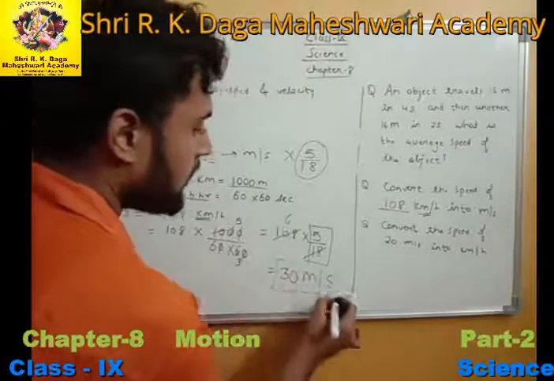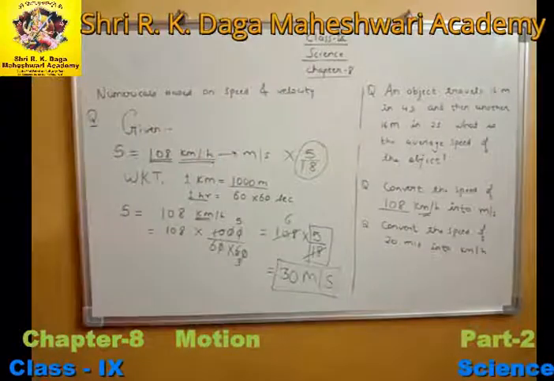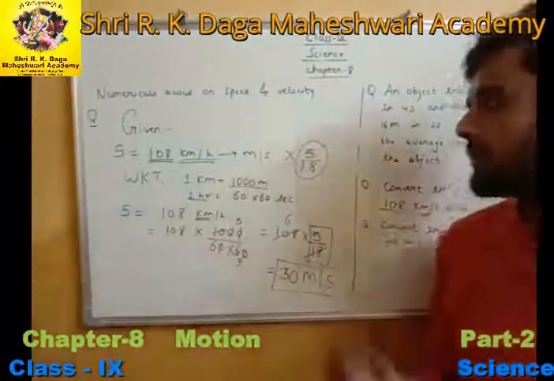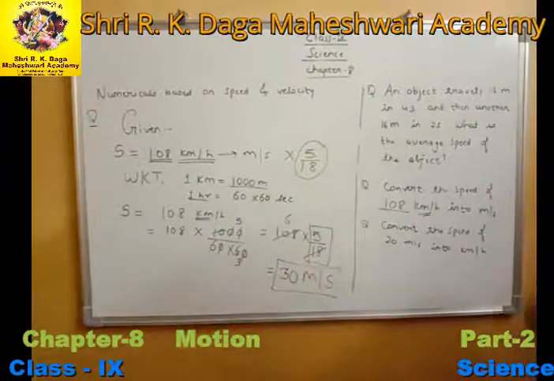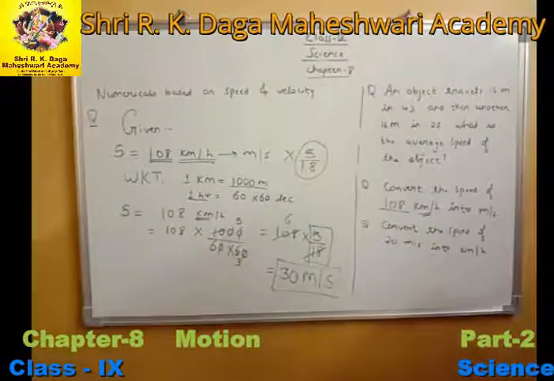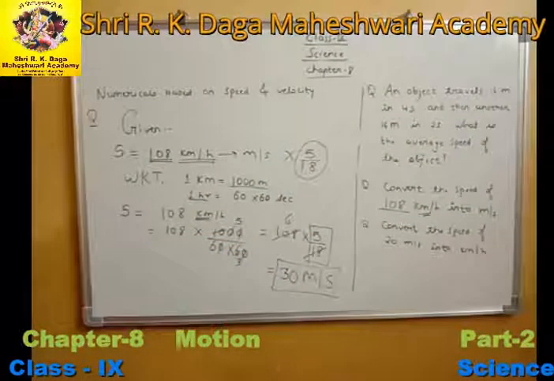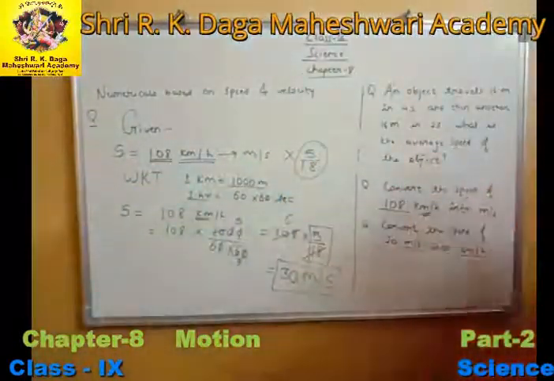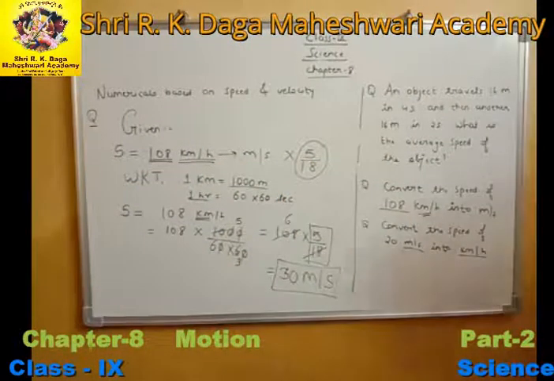This will be our required answer. Okay. So just keep it in mind that whenever we have to convert the speed given in kilometer per hour into meter per second, then what we will do, we will just multiply it with 5 by 18. Now similarly, what we have to do when the speed is given to us in meter per second and we have to convert it into kilometer per hour. So how can we do so?